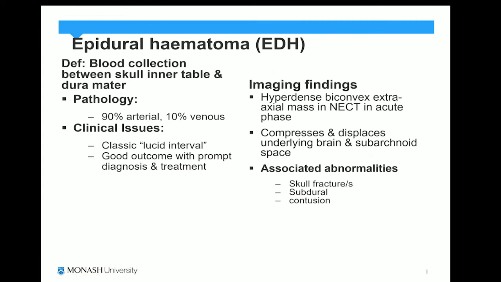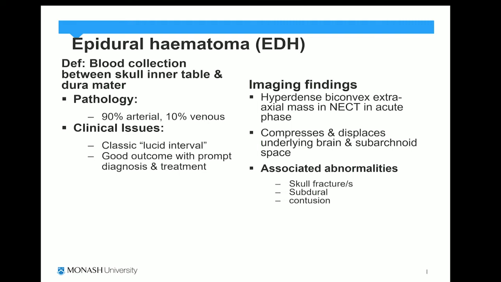So an epidural hematoma is a collection of blood between the inner table of the skull and the dura mater. It's 90% arterial and 10% venous. Normally the patient has a classic lucid interval, and if the patient is scanned in time and the management occurs immediately, the patient will have a good outcome with prompt diagnosis and treatment. However, if it goes undiagnosed, because it's an arterial bleed, the patient could collapse and die.